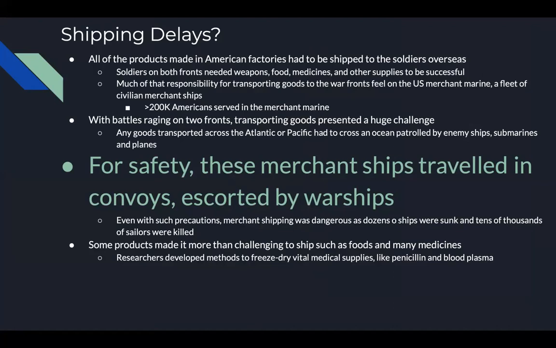Any goods transported across the Atlantic or the Pacific had to cross an area controlled by enemy ships, submarines, and planes. For their safety, these merchant ships traveled in convoys escorted by warships. Even with such precautions, merchant shipping was dangerous as dozens were sunk and tens of thousands of sailors were killed. Some products made it more challenging to ship, such as food and many medicines. Research will develop methods to freeze dry vital medical supplies like penicillin and blood plasma.